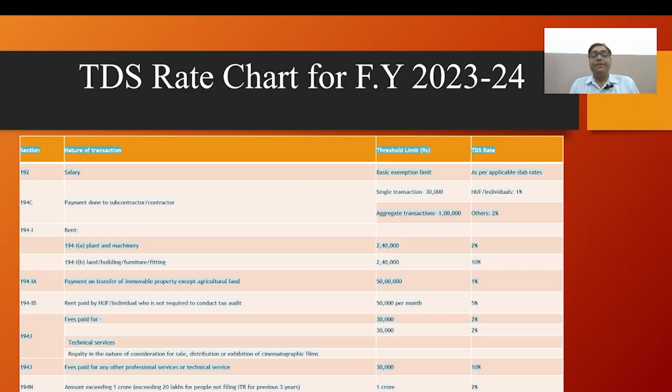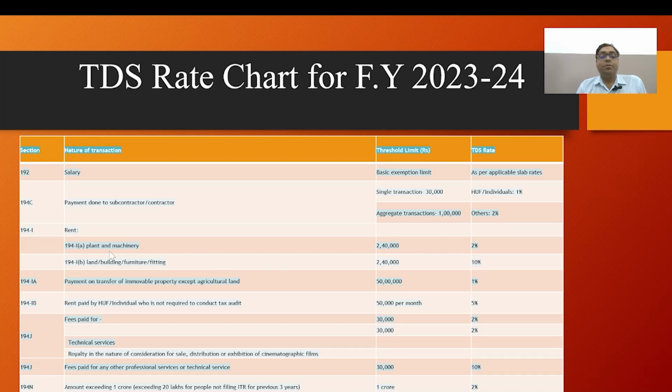Now, I will be discussing the TDS rates chart for the financial year 2023-24. In section 192, you will see salary. The TDS rate is as per applicable rates and basic exemption limits. And section 194C, payment to subcontractor and contractor: single transaction is 30,000 and aggregate transaction is 1 lakh rupees. It will be 1% for Hindu undivided family and individual, and 2% for others.